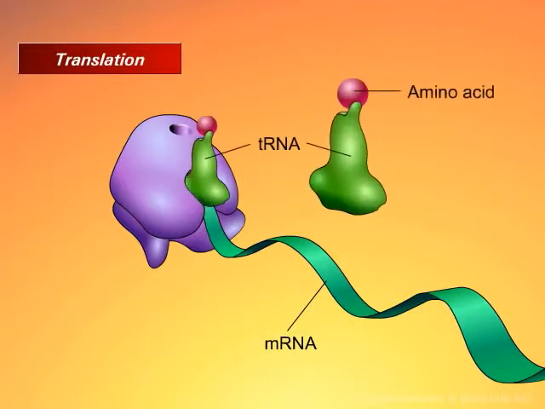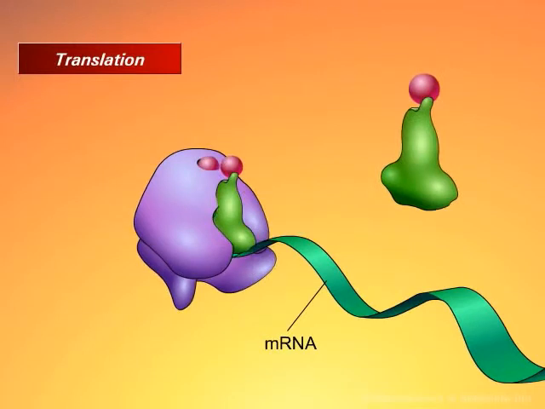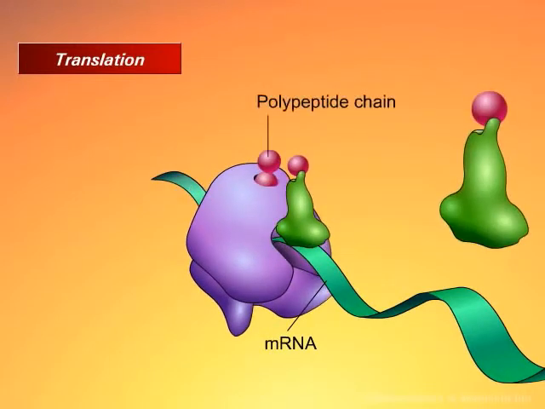This step involves the aligning of transfer RNA, tRNA molecules, in sequence along the mRNA. Each tRNA carries a unique amino acid determined by the sequence of the tRNA, which, when aligned along the mRNA and ribosome, join together to form the polypeptide chain. This step is known as translation.